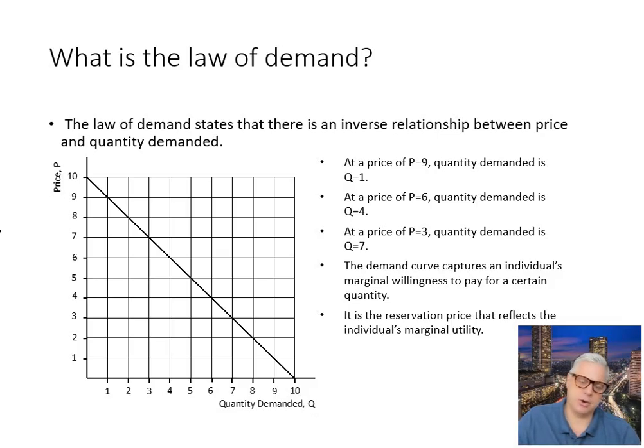And the demand curve gives an individual's willingness to pay for incremental amounts of goods being consumed, and that willingness to pay in turn is also called the reservation price, or more technically a representation of the person's respective marginal utility.